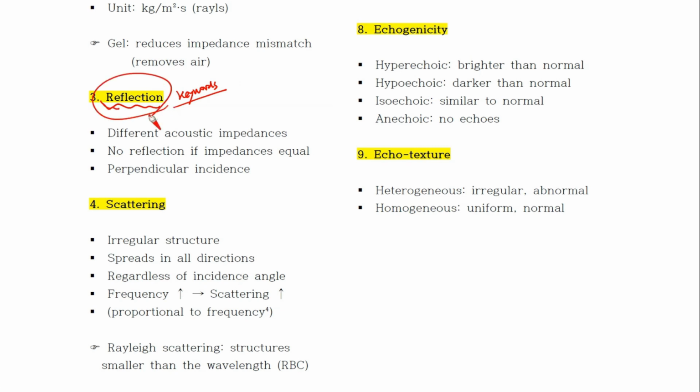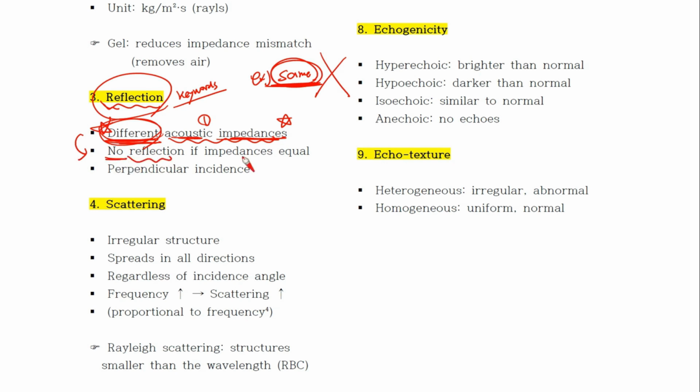First, let's take a look at reflection. The most important keyword in reflection is that there must be a difference in acoustic impedance. This is the most important keyword. Once again, for reflection to occur, there must be a difference in acoustic impedance. For example, if the values of acoustic impedance are the same, in this case, reflection does not occur. It's essential to include the point that they must be different. If you look at the next sentence, I've summarized it here. It explains that reflection does not occur when the impedance values are the same. You can just keep this part in mind as a reference.